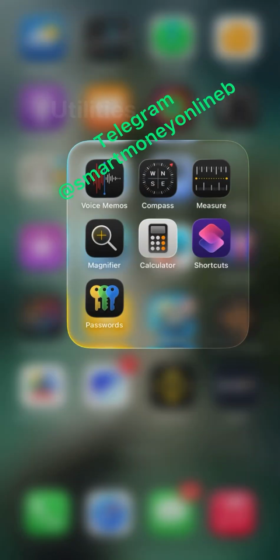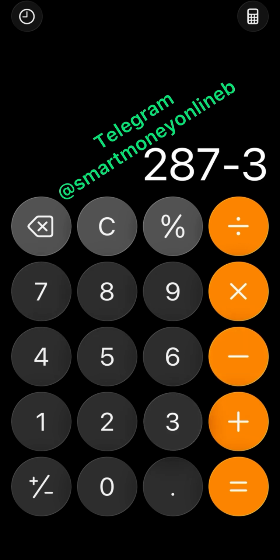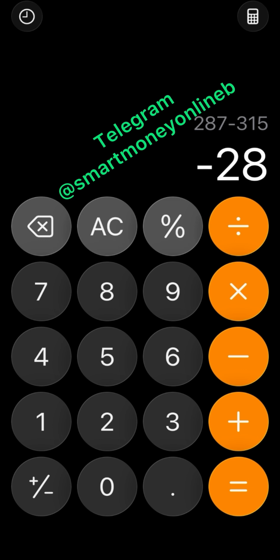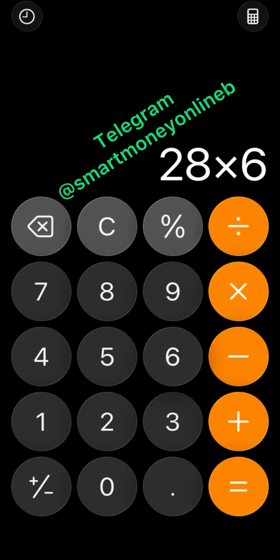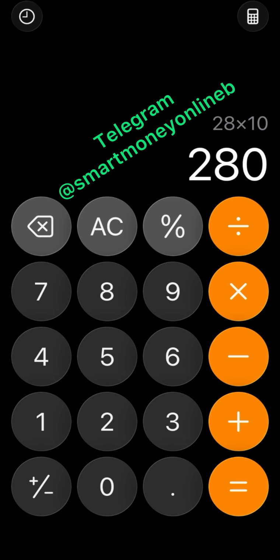So if you calculate, let's say 287 minus 315, that's around $28 per trade. So with just one single trade you can make around $28. If you calculate it for around 10 trades a day, we are going to be making around $200. That's exactly how the arbitrage strategy works.